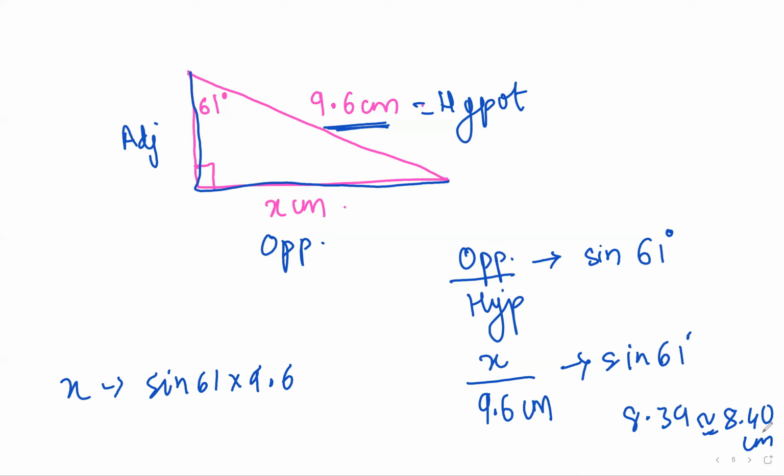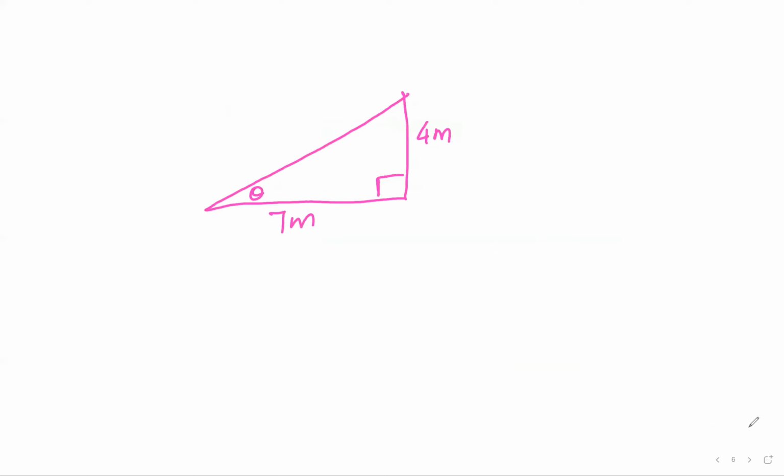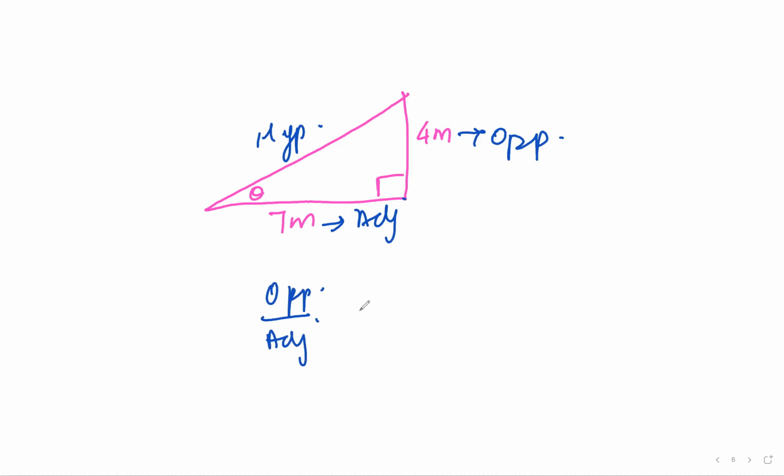Are you all clear till here? Now let's cover the next type. Over here, we have theta. Opposite to theta, this is opposite, this is adjacent, this is hypotenuse. So what I have got over here is opposite and adjacent values, and this is the formula for what? It is tan theta. Correct? I have opposite, which is 4 m. I have adjacent, which is 7 m. I have to find tan theta, right?